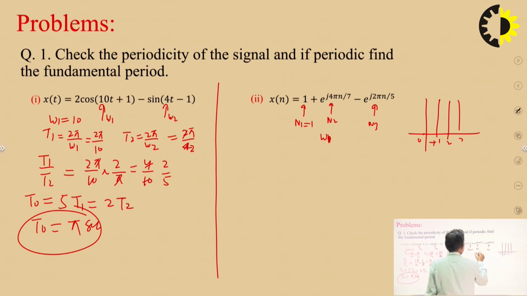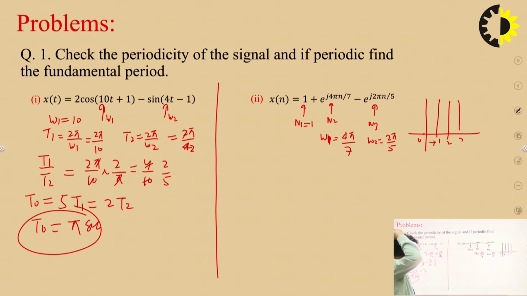So n1 equals 1, and if you calculate n2, omega 2 equals 4 pi by 7, and here if you calculate omega 3 equals 2 pi by 5. Because this signal is a DC signal, it will not affect the periodicity. Although we can take this signal also for finding out the periodicity, we will not take it. So we will calculate the periodicity based on these two signals.